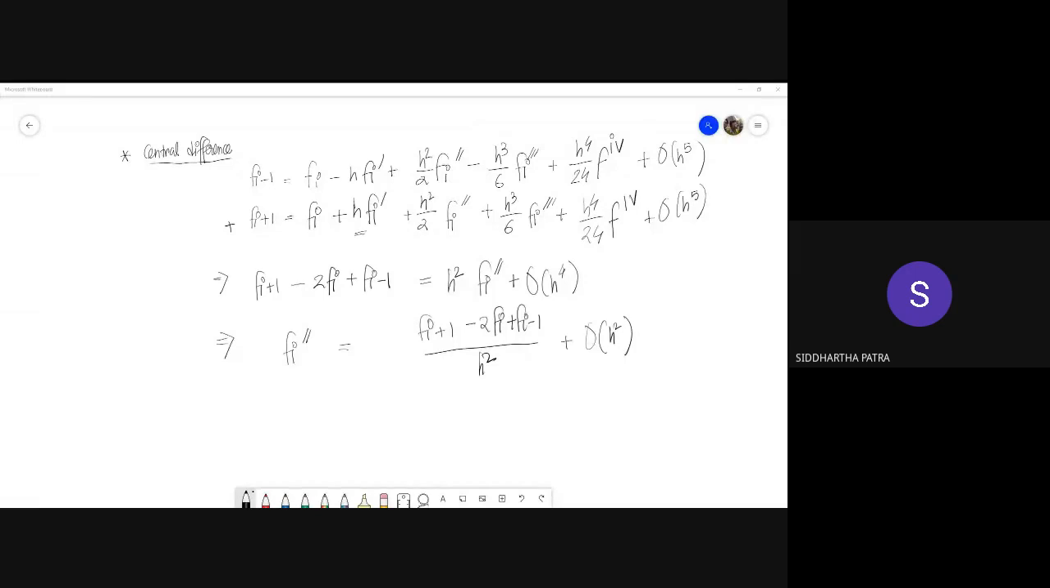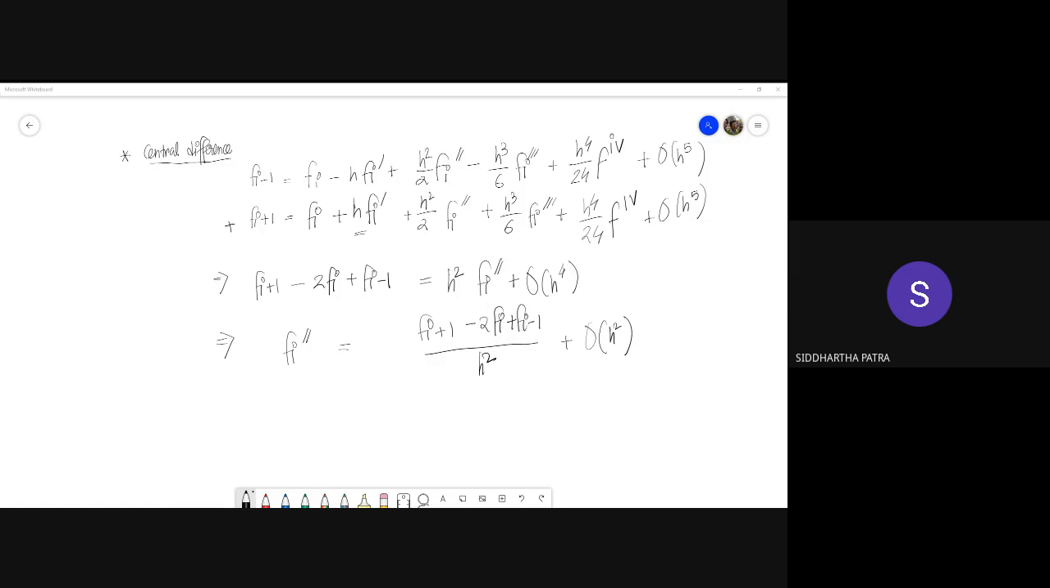So can you appreciate the difference between the 3-point method for getting the second derivative for forward difference, backward difference, and that for central difference? Can you see that central difference is going to be more accurate? Actually, 1 order more accurate.